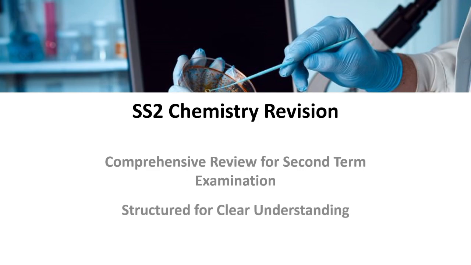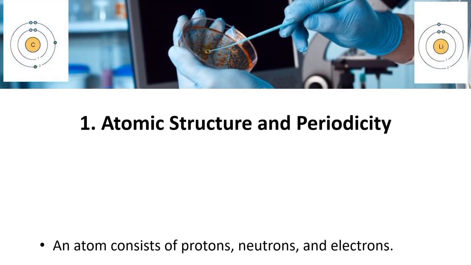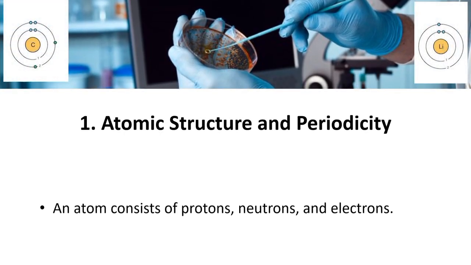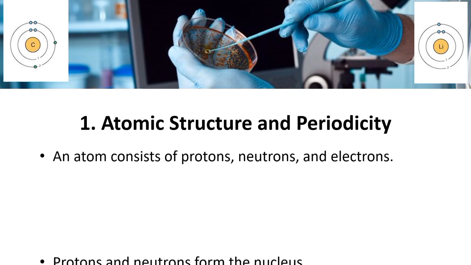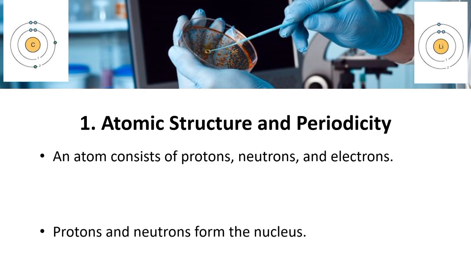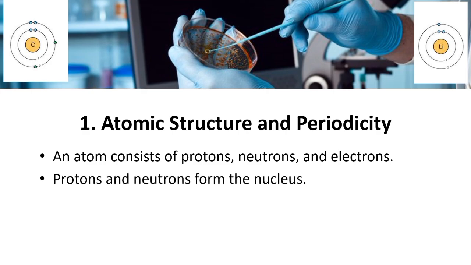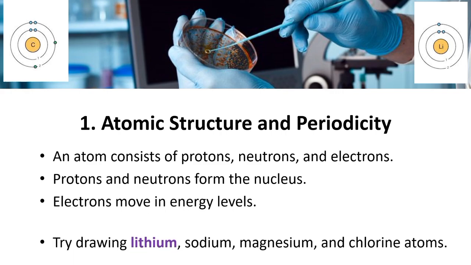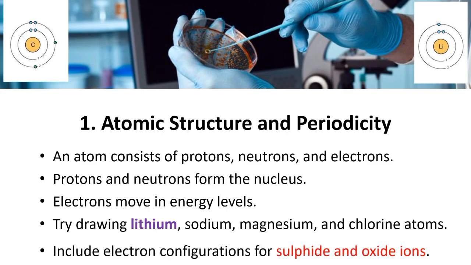Let's begin. 1. Atomic structure and periodicity. Do you know your atoms? An atom is the smallest unit of an element that retains its chemical properties. It consists of protons, neutrons, and electrons, with protons and neutrons forming the nucleus while electrons move around in energy levels. Make sure you can draw the atomic model. Try lithium, sodium, magnesium, chlorine atoms, including sulfide, oxide ions electron configurations.